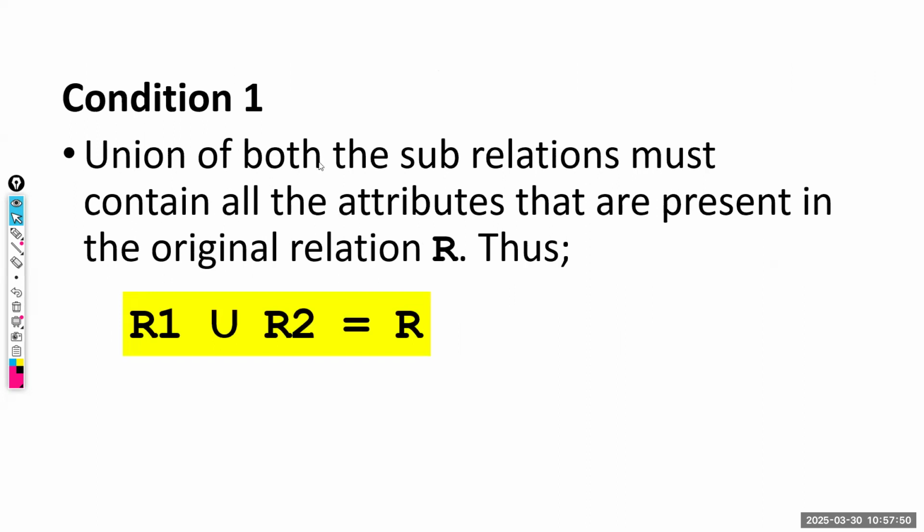First condition: the union of the sub-relations, if you have three tables, all three, must contain all the attributes that are present in the original relation R. So when you take the union of your subtables, table 1, table 2, table 3, it must have all the attributes of the original table. That is common sense. Otherwise, you have missed some columns.